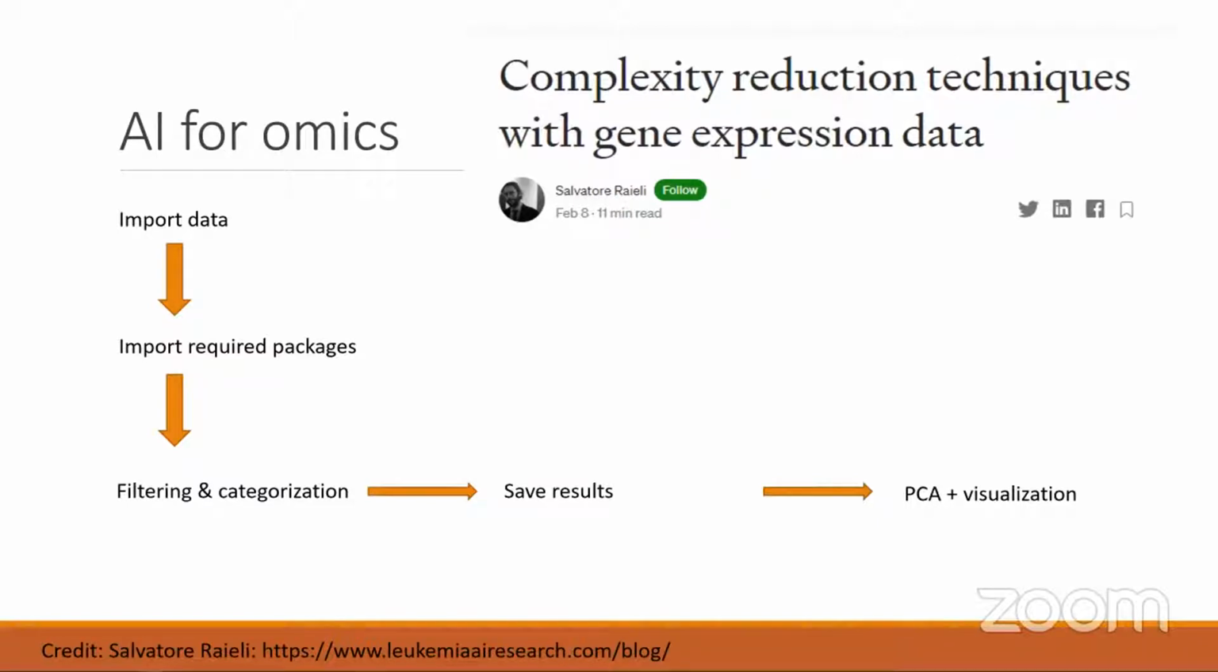If we are talking about omics, I'm really proud to provide this article that Salvatore Raieli wrote. And you can find this article in the link provided underneath down here. It's a really good article, since he will walk through all the steps and all the code you need for omic processing.